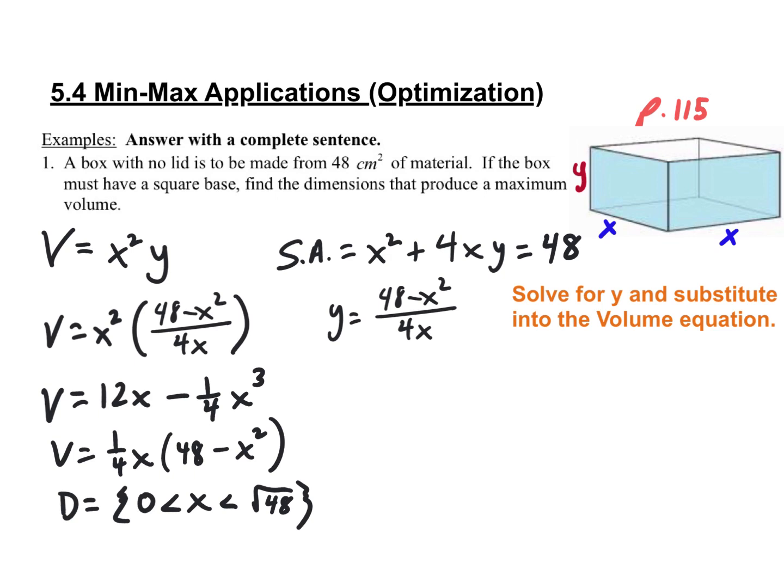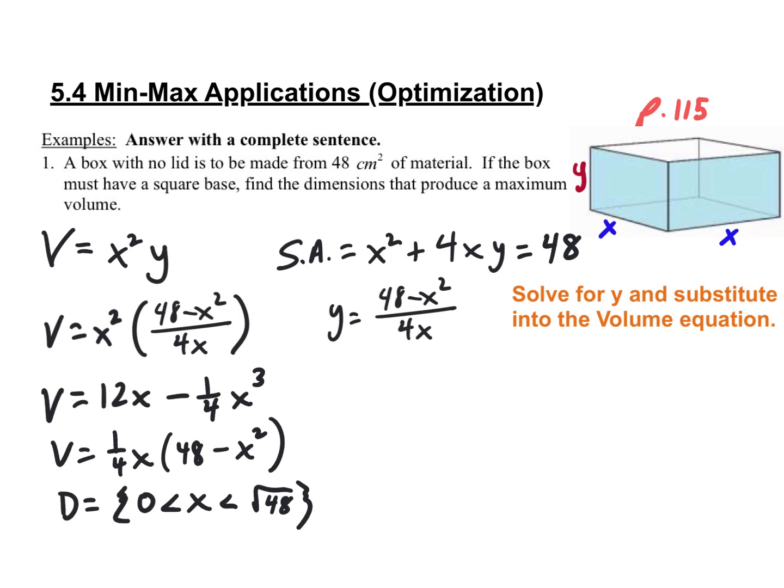This is important because those essentially are our endpoints. Now, granted, they aren't actually endpoints, right? They're open circles. So, do we have to test them? No, because they can't equal 0. They can't equal the square root of 48. But it might be something worth considering, and you'll see why in a second. Because there really is no endpoint here, right?